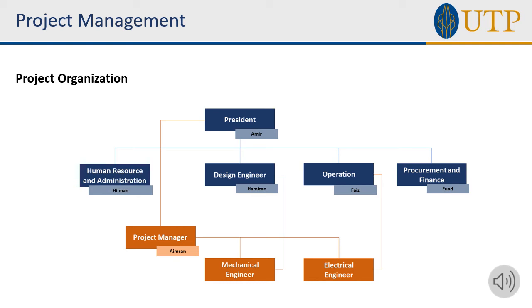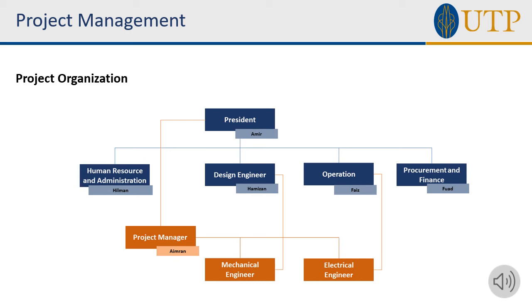So next, regarding the roles, the president will lead and supervise the project from the beginning until the end, and he will also connect with the stakeholders. And then the HRA, human resource and admin, will manage the human resource, administration and also paperwork. Next is the design engineer. He will lead the design of the hydropower plant.